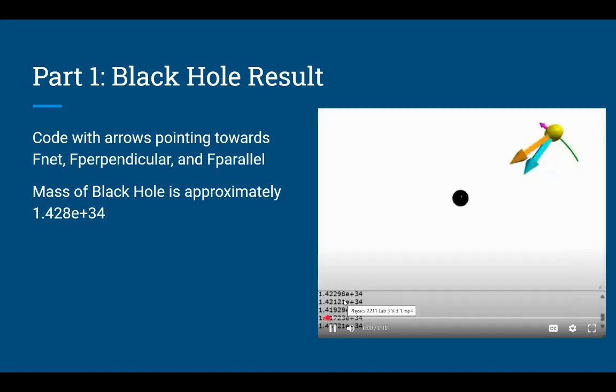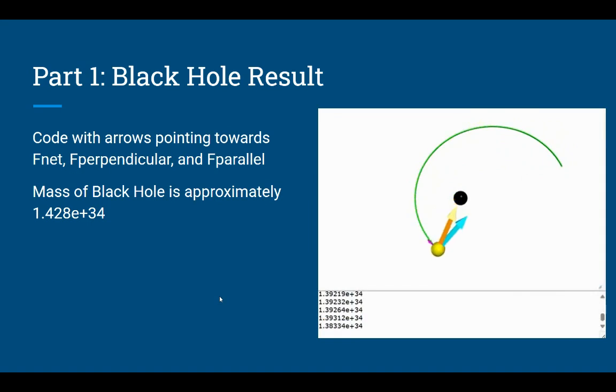So this is our experiment. We can see it going around in our values there. We take the average of those values and we find that the black hole is approximately 1.4 times 10 to the 34. And that's how we got our mass.